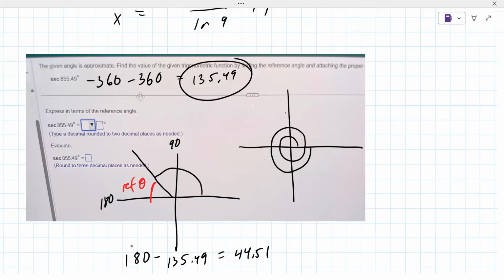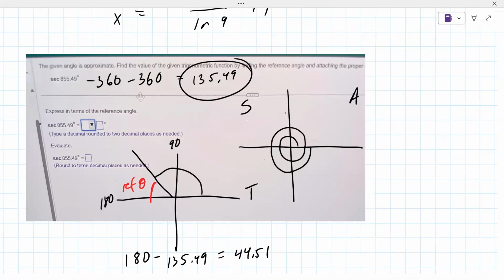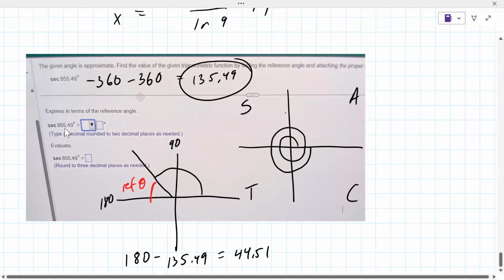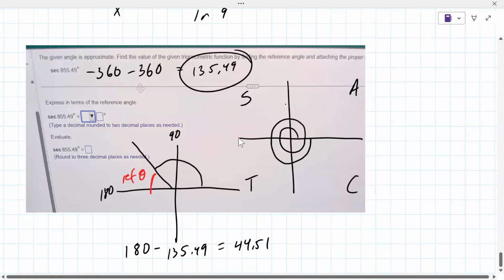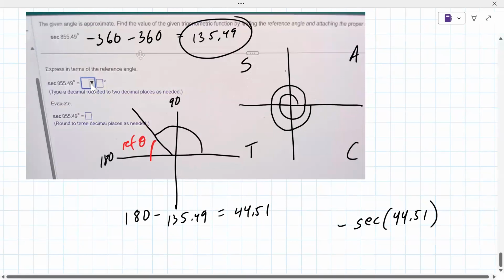And then you mentioned this last time. We need to know whether secant, which is really cosine, is positive or negative in the second quadrant, and it's negative. So the answer is negative secant of 44.51. Is there a negative secant in the drop down? There is, yes. Okay, so then that box is the 44.51.